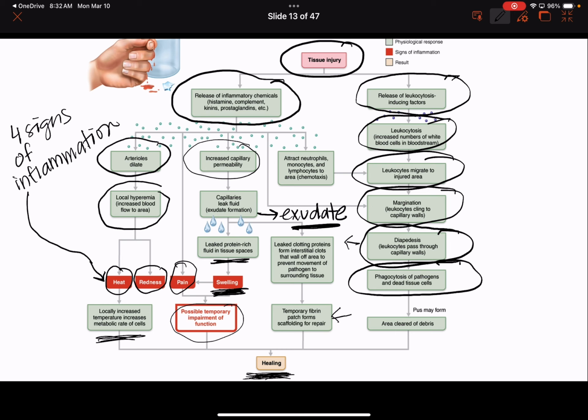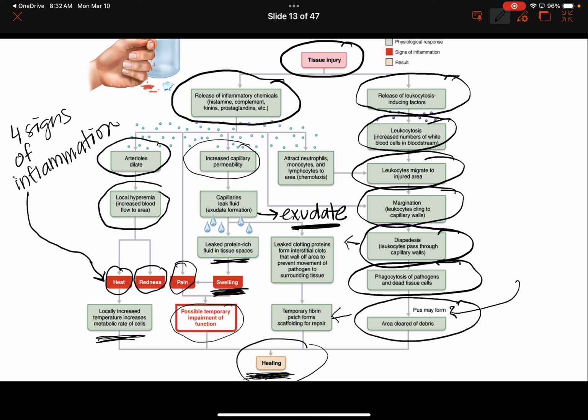Also dead cell debris. You just created an injury or you were just injured. So there's going to be some cells that are dead, some cell debris from those dead cells. And phagocytes are going to clean that up. And then the area is now cleared of debris. Pus may form depending on the level of the injury. But again, all of that is going to be necessary for healing.